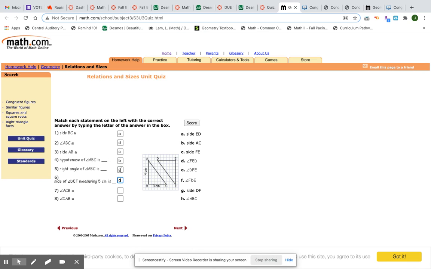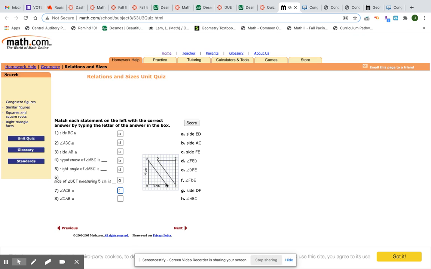Oops, I think I messed this one up. The right angle. Oh, the right angle. My bad. That's an angle. I was saying side. So that would be angle FED. So that would be a letter choice D. There we go. All right. And then we have angle ACB. ACB. So that would correspond with FDE. FDE. Same order. So that's F.